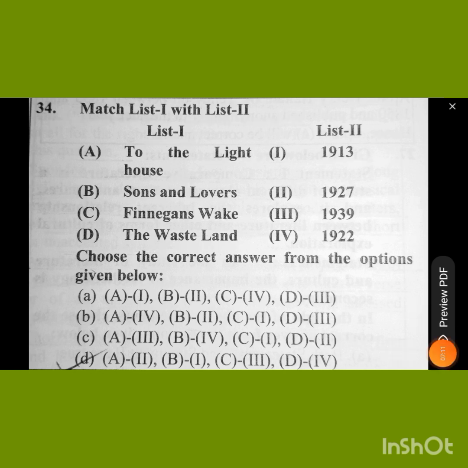So the answer of this question will be option number D, and that is A will go with the second. It means To the Lighthouse will go with 1927. B will go with the first. It means Sons and Lovers will go with 1913. And C will go with the third. It means Finnegan's Wake will go with 1939. And D will go with the fourth. The Waste Land will go with 1922.